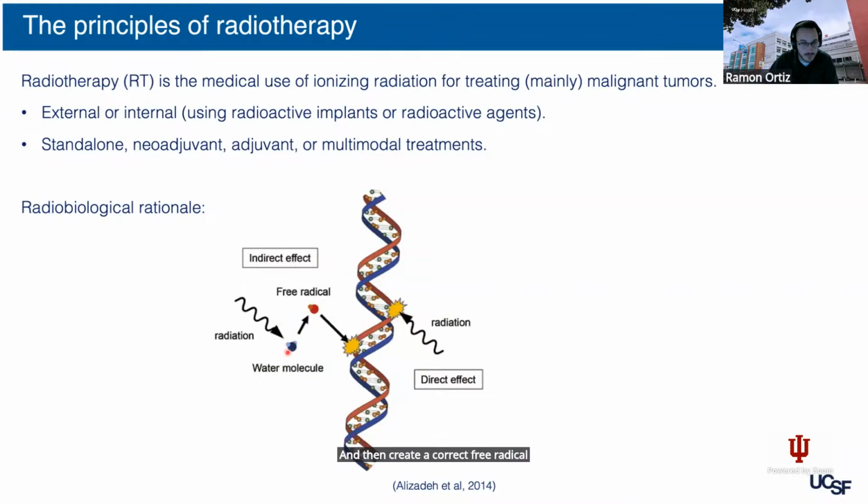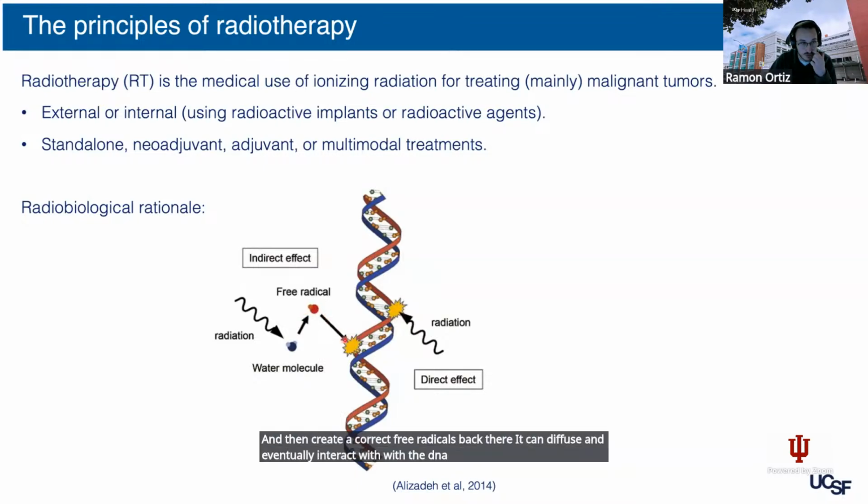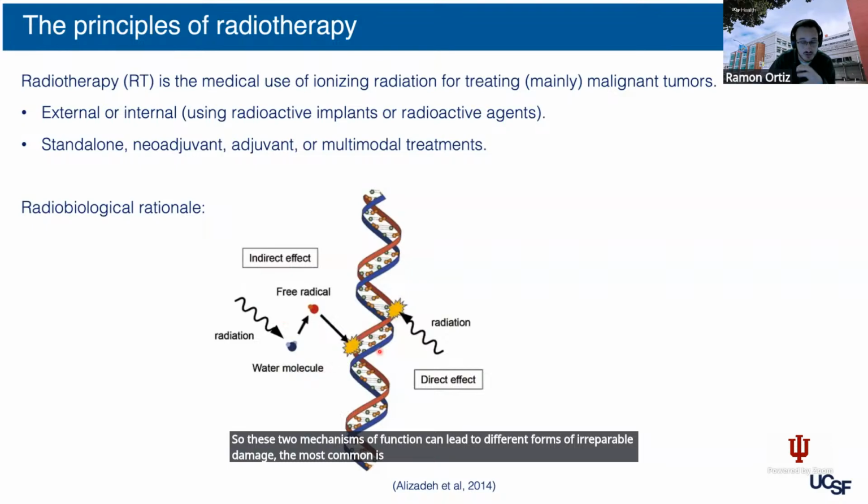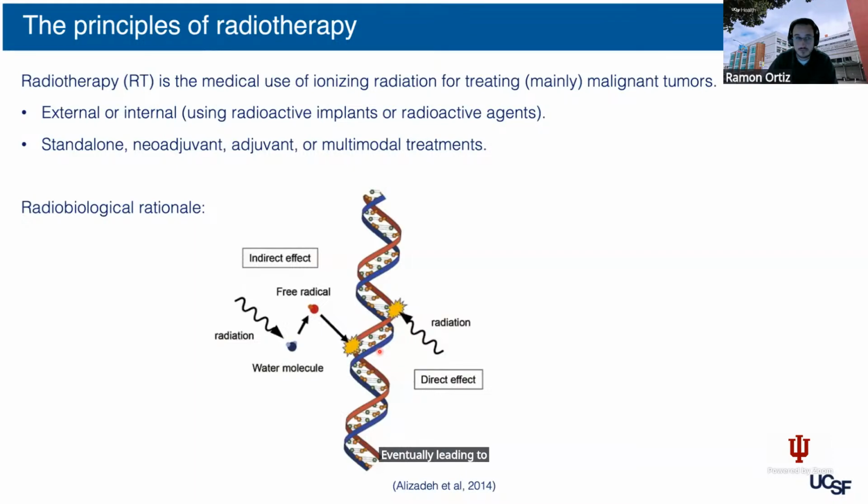like the hydroxyl radical, which can diffuse and eventually interact with the DNA, causing, for example, oxidation of the bases, breaks of the backbone, or strand breaks. So these two mechanisms of action can lead to different forms of irreparable damage. The most common is clusters of DNA double strand breaks, eventually leading to cell death.